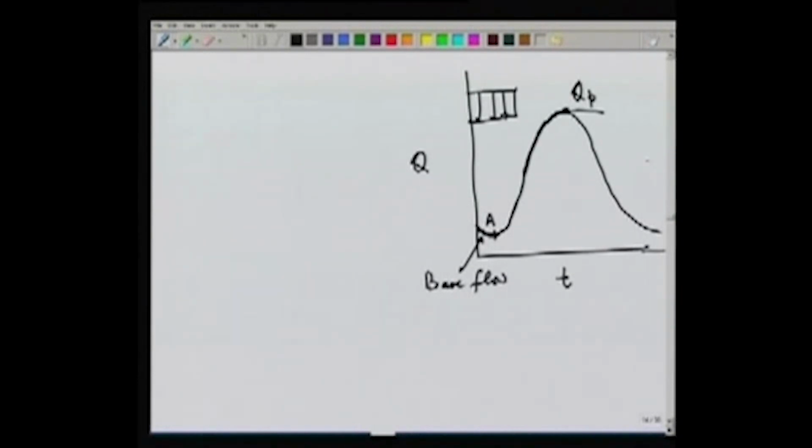But typically the rainfalls are not for that long a duration, because time of concentration is typically quite high and rainfalls generally are of shorter duration. So once it reaches QP, it will not continue at that level, but it will fall down. Now this portion of the curve is called the rising limb, or sometimes even the concentration curve.